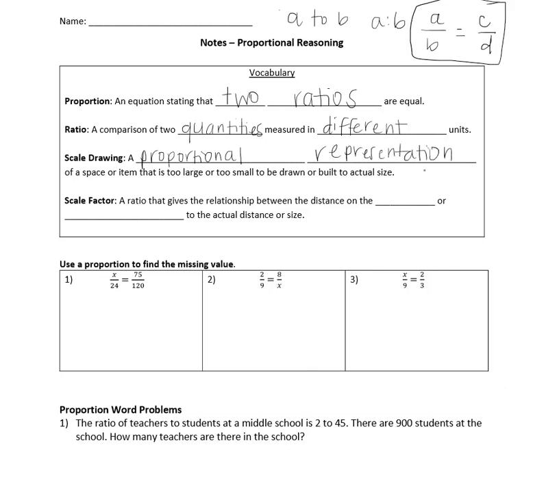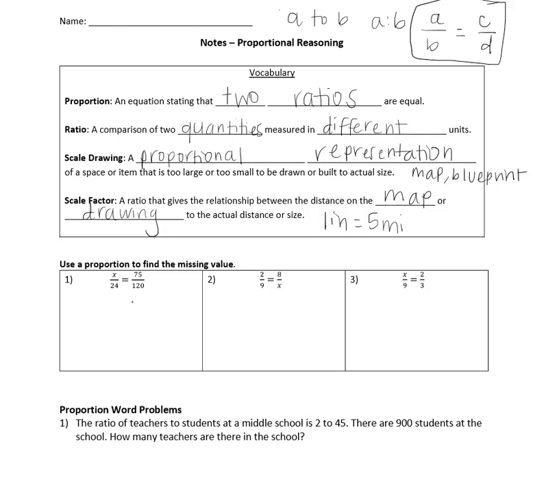So think of it, that could be just a map, it could be a blueprint. A scale factor is going to be a ratio that gives the relationship between the distance on the map or drawing to the actual distance or size. So when I said that 5 miles in real life could actually just be 1 inch on the map, that would be a scale factor. So you could say 1 inch is equal to 5 miles, and that would be a scale factor.